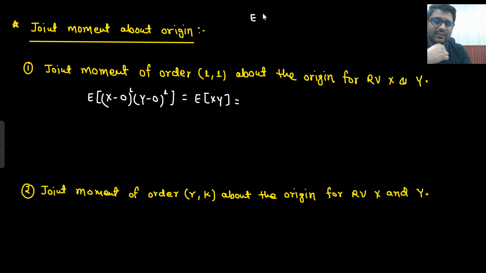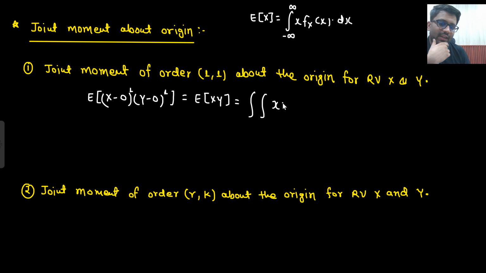So what was your expectation of x? Expectation of x was the integral from minus infinity to infinity of x f_X(x) dx, right? So what would be your expectation of xy? Whatever is written inside, capital or small xy. Now, what kind of PDF should come here? Joint PDF will come, right? Because you are calculating this expectation for random variable x as well as random variable y. So here the joint PDF will come.